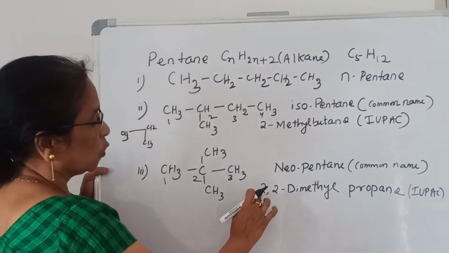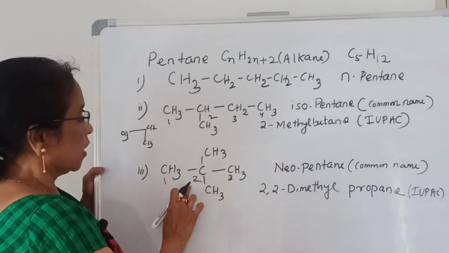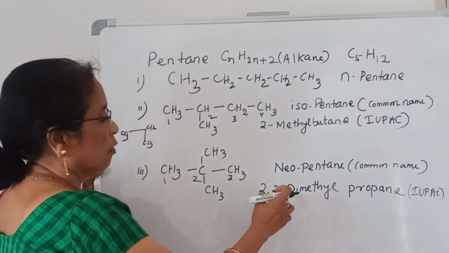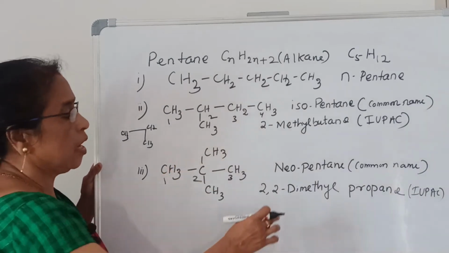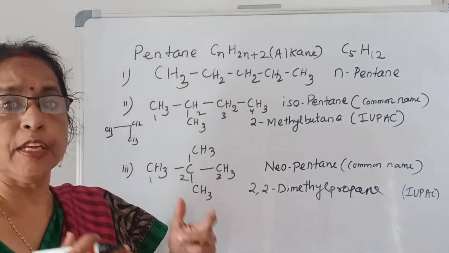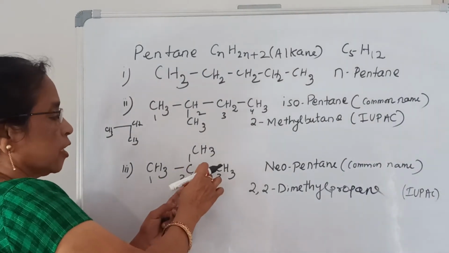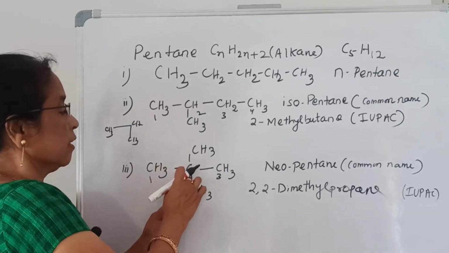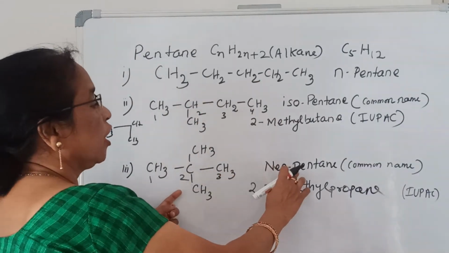So what is the name? 2, 2, because there are two methyl groups at position 2. Here 1 methyl, then 1 methyl, 2, 2. Then how many? Di. So 2, 2 hyphen capital di. Here neopentane. What is the neopentane? That means this middle carbon is attached to only 1, 2, 3, 4 carbons, and here the formula comes to C5H12, and that is called neopentane.